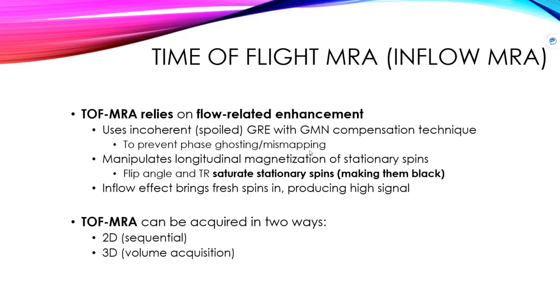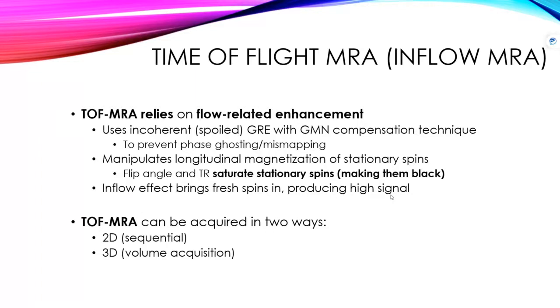So pretty much what we're doing is manipulating the longitudinal magnetization of the stationary spins to saturate them out. And then we're going to use the inflow effect or the time of flight effect so that we have these fresh spins that produce a high signal. That's another way of saying what that little chart says on the slide. We're just going to enhance the signal from the flowing blood as we reduce the signal from the stationary spins.